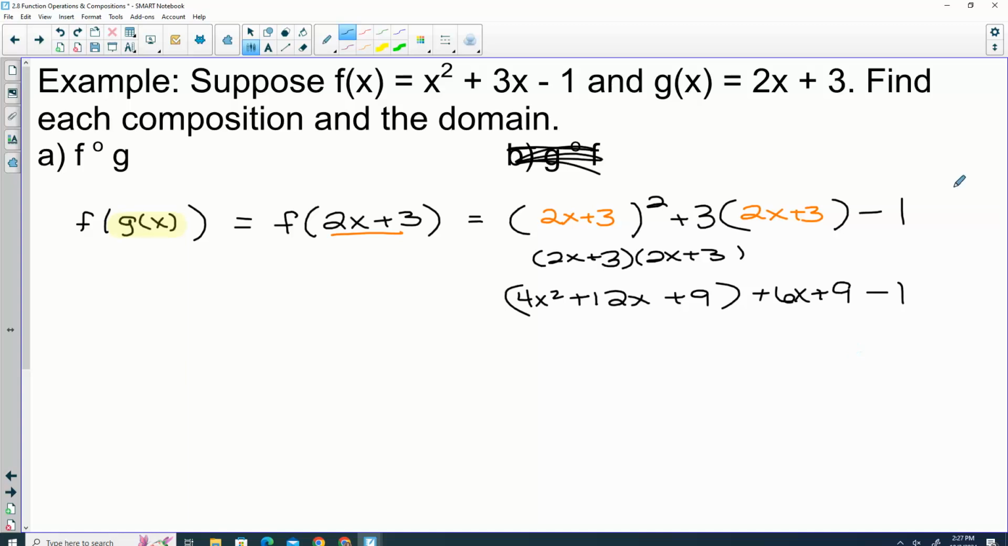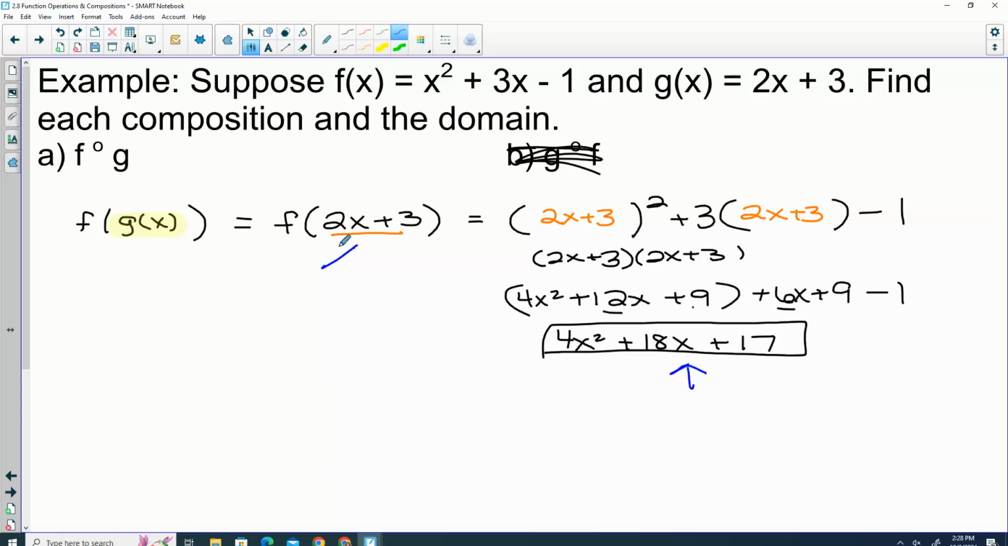Combine like terms. So we have a 4x squared. 12x plus 6x is 18x. 9 plus 9 minus 1 is positive 17. So that's my composition. When I want the domain, I told you you have to look two places: the final answer and the first function we plugged in.